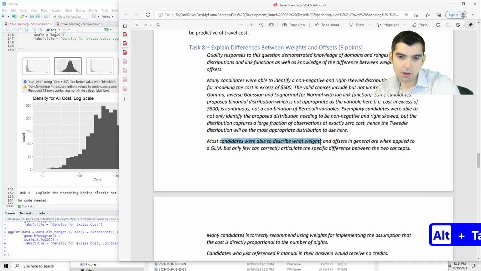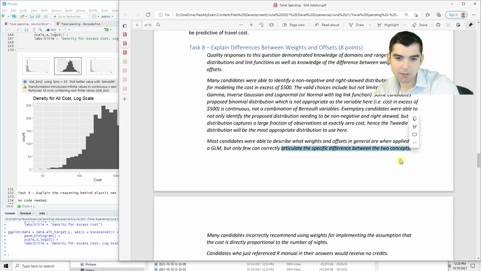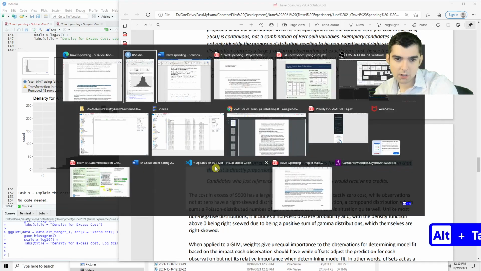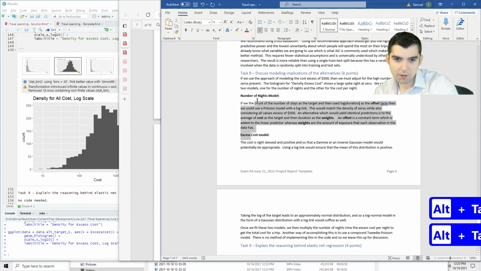Most candidates were able to describe what weights and offsets in general are when applied to a GLM, but only a few correctly articulated the specific differences between the two concepts. Many candidates incorrectly recommended using weights for implementing an assumption that the cost is directly proportional to the number of nights. You do not use weight. If you got confused about this part, just rewatch this answer. Just look at these two models again.